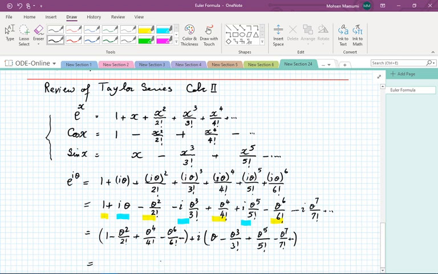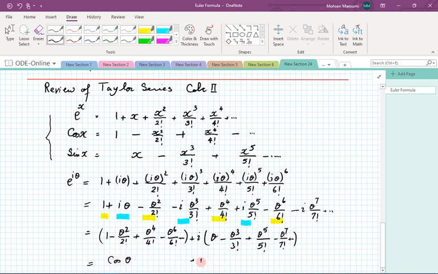I hope I haven't lost you. So who is this yellow basket? Pause and look at this screen and see who it is that matches this. Did you find out? Well, of course it is this, just instead of x I have a theta. This is the Taylor series of cosine of theta.